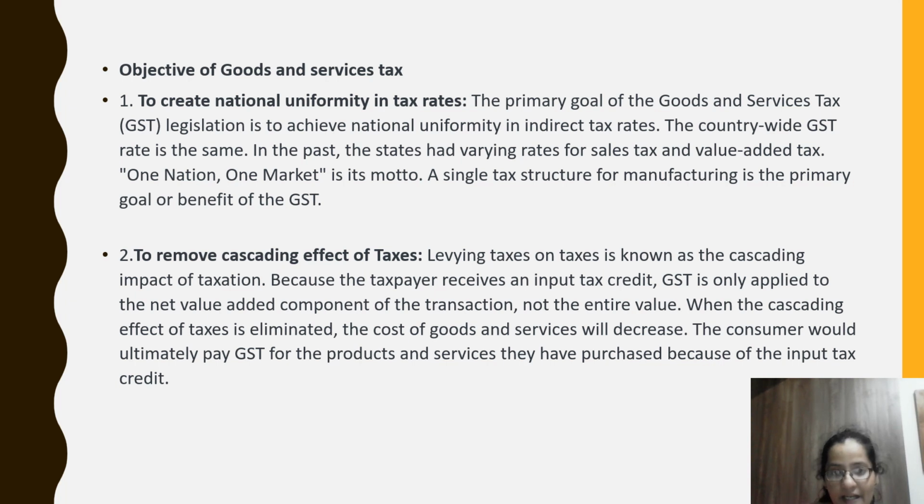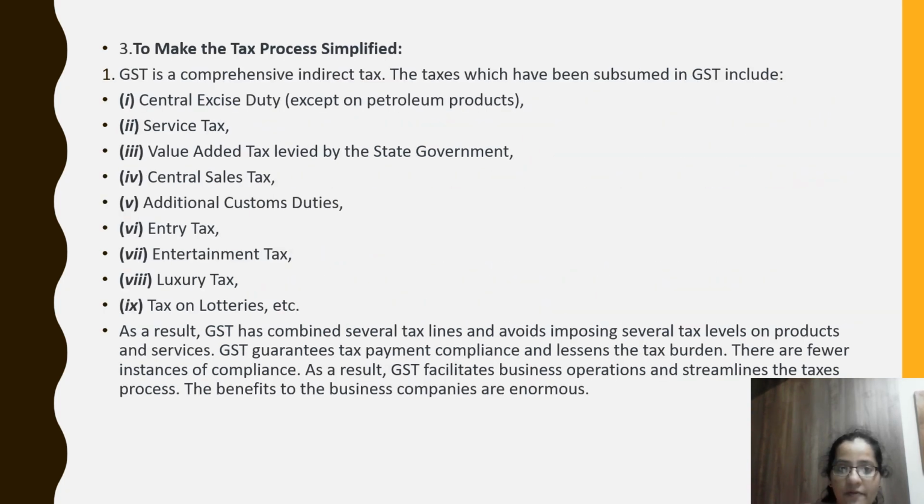To remove the cascading effect of tax: levying tax on tax is known as cascading tax, because the taxpayer receives an input tax credit. GST is also applied to the net value added component of the transaction and not on the entire value. To make the process simplified, GST is a comprehensive indirect tax, in which 17 indirect taxes have been combined to form one. First one is central excise duty, except on petroleum products; service tax; value added tax levied by the state government; central sales tax; additional customs duty; entry tax, entertainment tax, luxury tax, tax on lottery.